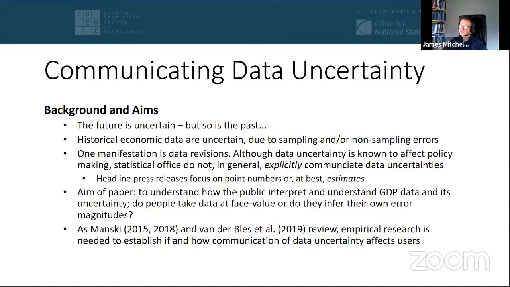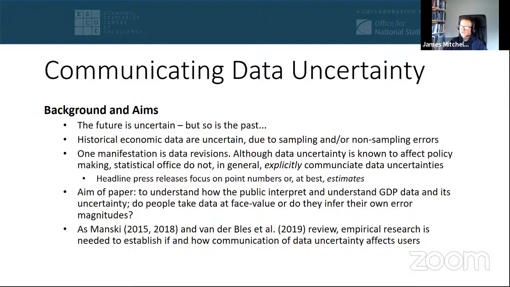In fact, the ONS is something of an international exception in referring to its GDP numbers as estimates, providing, as I'll come on to talk about, at least a qualitative impression of data uncertainty. But certainly, as it's fair to conclude, and work by Charles Manski and others also expresses this, headline press releases across national statistical offices focus on point numbers, or as I said, at best, estimates.